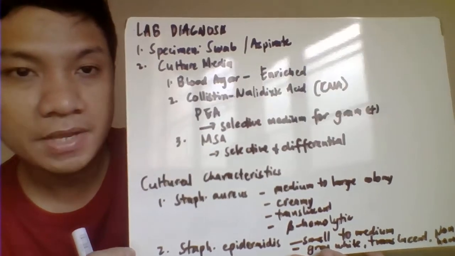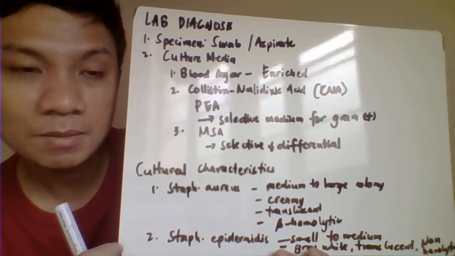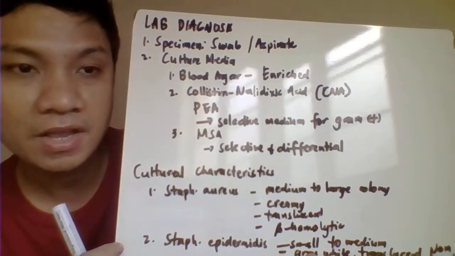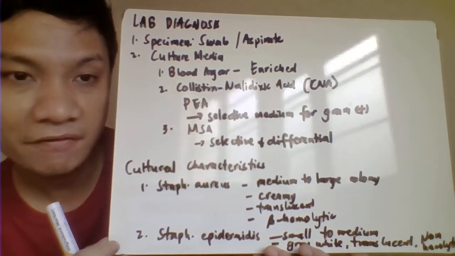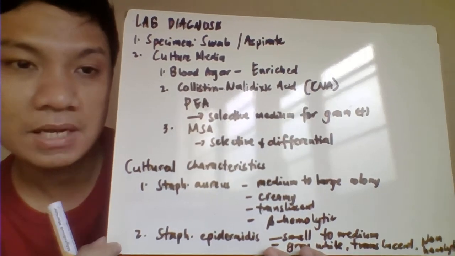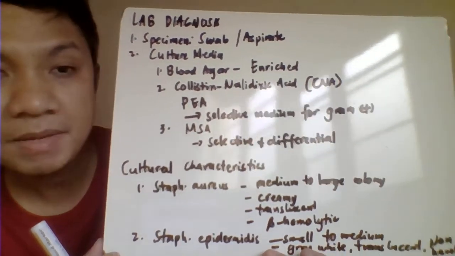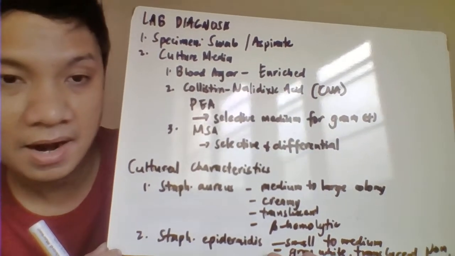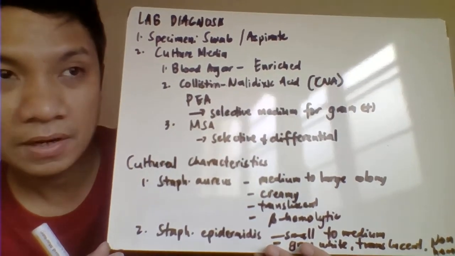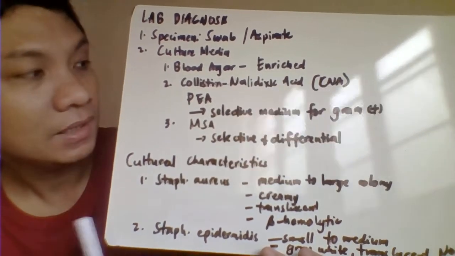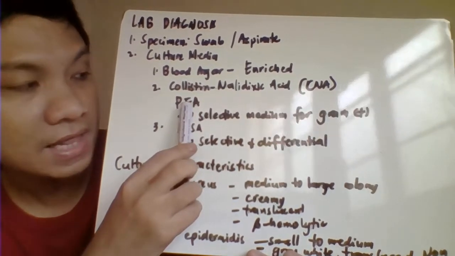Okay, so we have also the laboratory diagnosis. For specimen collection, you could have a swab or you could also have an aspirate. We do a swab if the wound infection is superficial, but if the wound infection is deeper in the wound, then we need to aspirate our specimen. For the culture media, we have your blood agar. Blood agar is considered an enriched culture media for isolation of staphylococcus. It's enriched because meron siyang blood. Then we also have your CNA, colistin nalidixic acid, or phenylethyl alcohol.